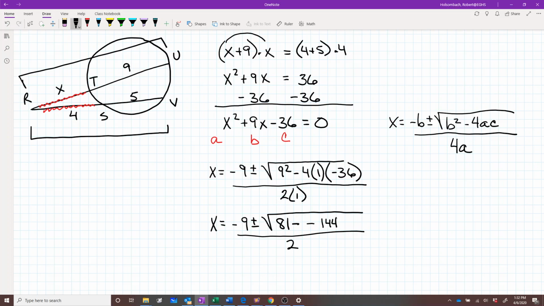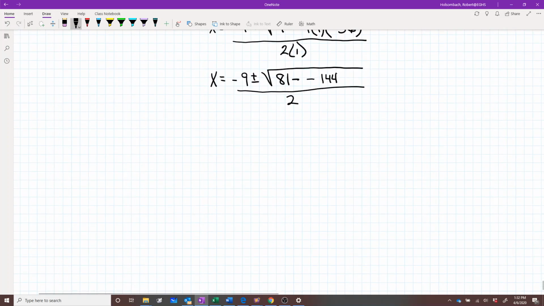And again, we're going to clean this up. So our x is equal to negative 9 plus or minus the square root of 81 minus negative 144. Remember, that's keep, change, change. So that's 81 plus 144. So 225, divided by 2.